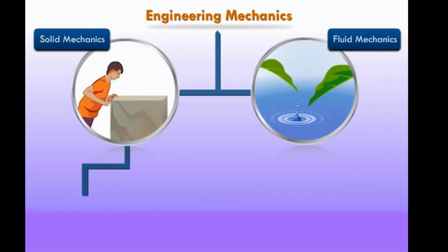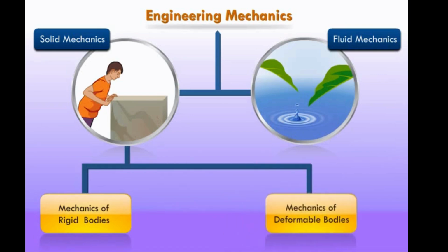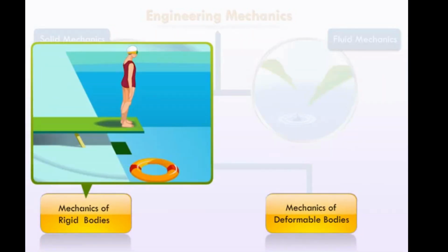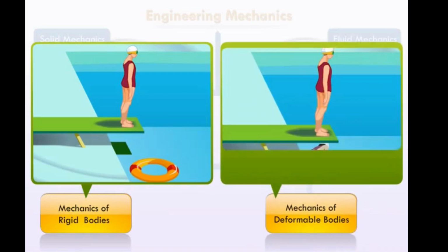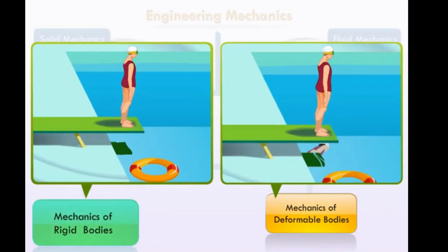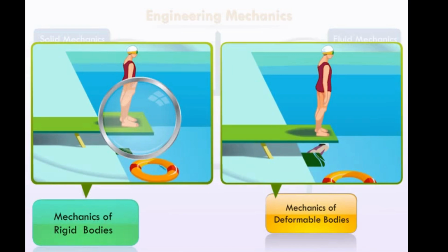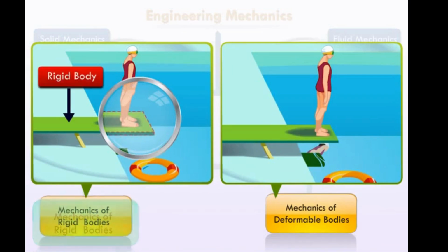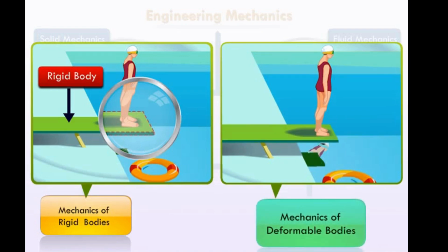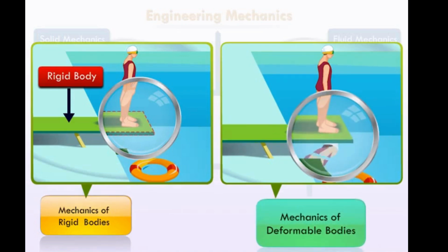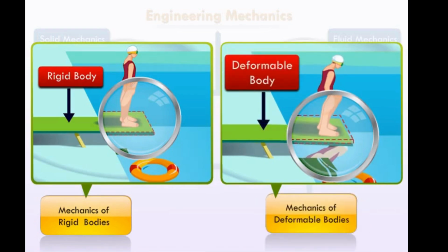Solid mechanics is further classified into mechanics of rigid bodies and mechanics of deformable bodies. In case of mechanics of rigid bodies, we see that when a force is applied on a body, the body does not deform. But in case of mechanics of deformable bodies, when a force is applied on a body, the body deforms.